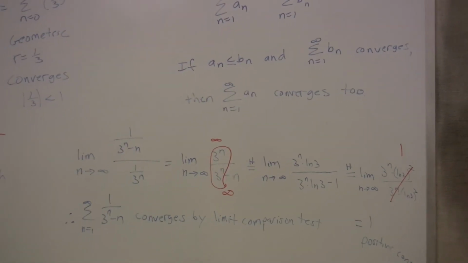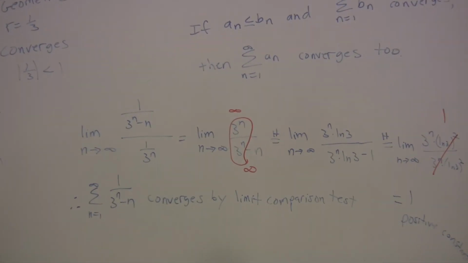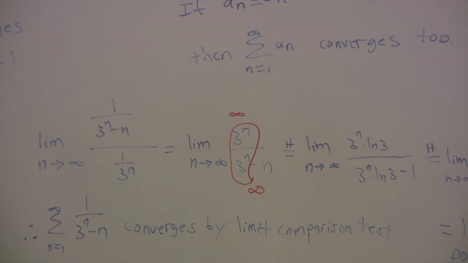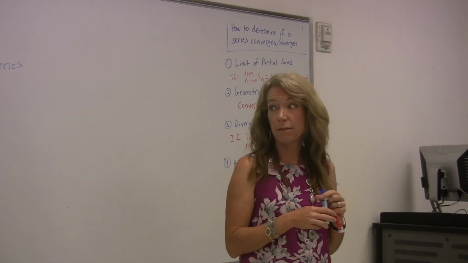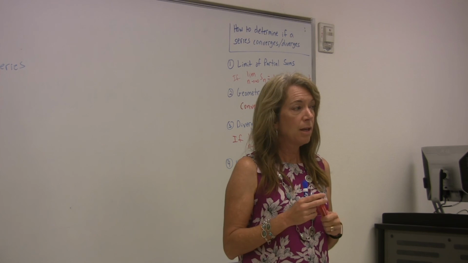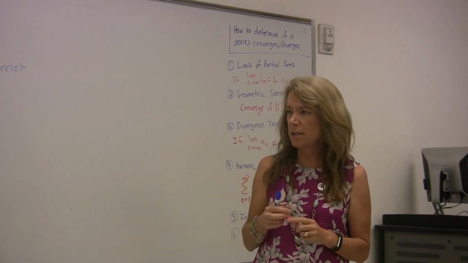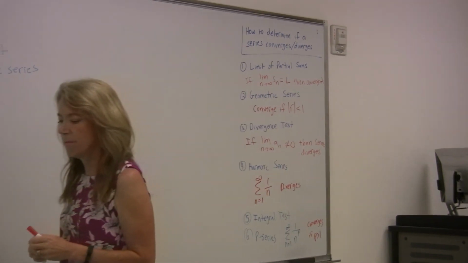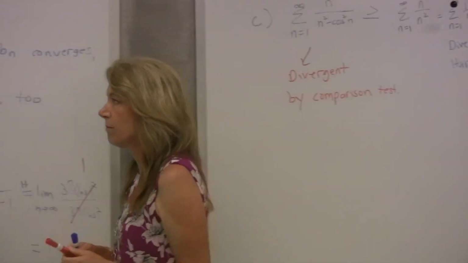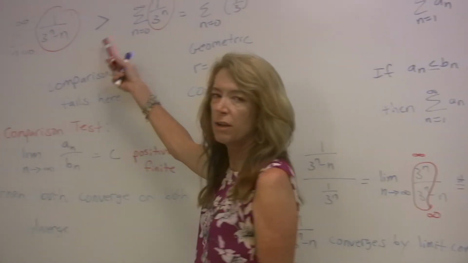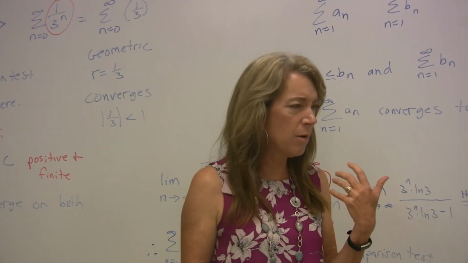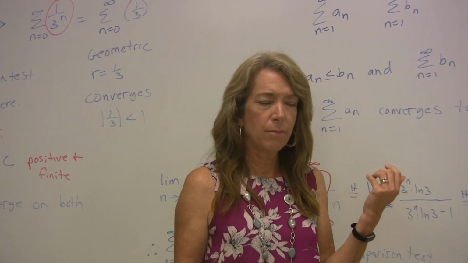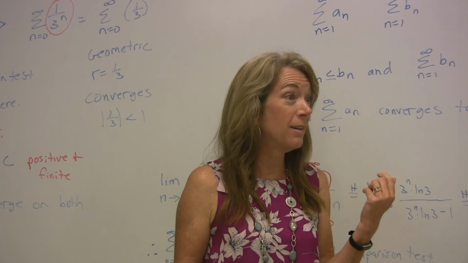The most common question I get is, what happens if it's 0? What if I did the limit and I got 0? It's not finite, it's not positive. Well, it is finite, but it's not positive. What do you think it means if you take the limit and you get 0? If I took the limit of this over this and got 0, that means that one on the top was so much smaller than the other one that the limit was 0. It means it's a bad comparison, is what it means.